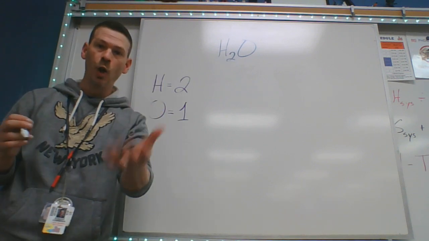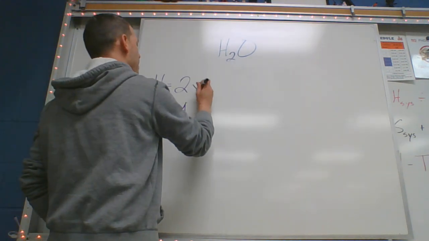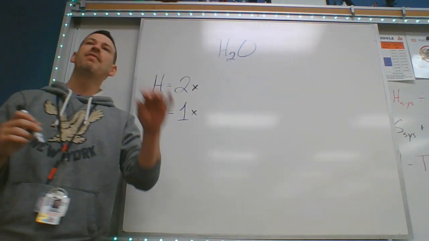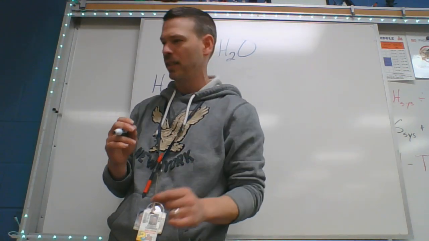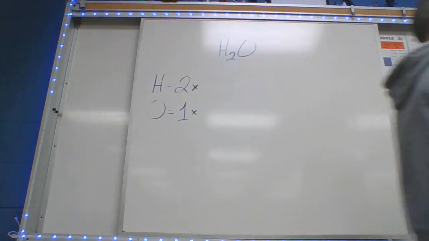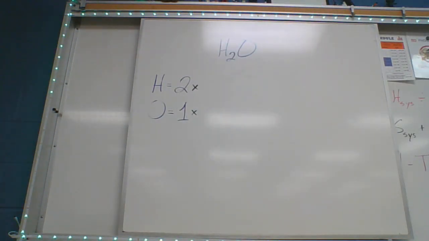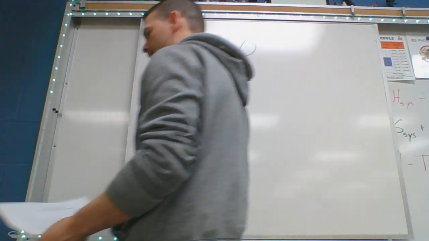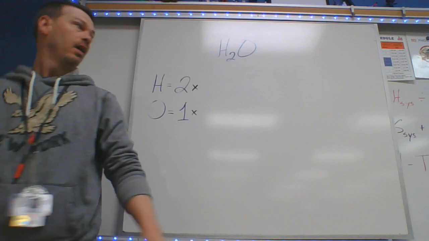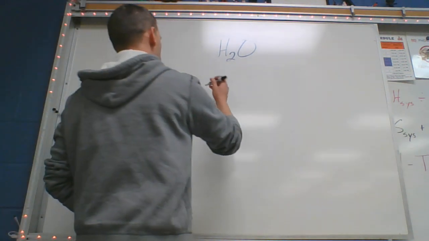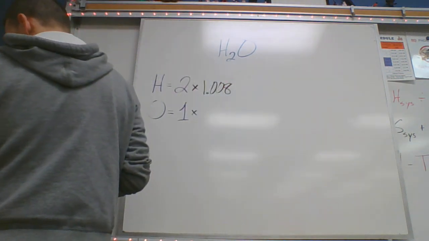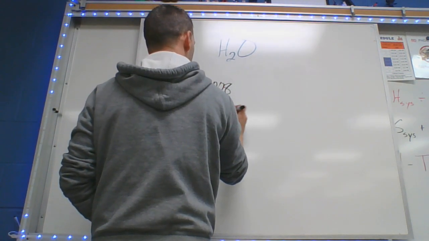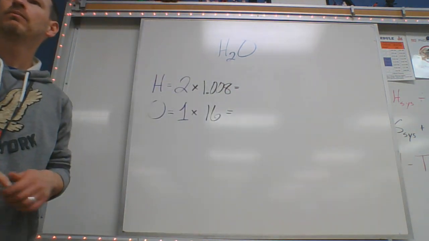Then, since I'm finding the molar mass, the total mass, I'm going to multiply those by their masses on the periodic table. So you at home, get out a periodic table. I meant to tell you that. My bad. Of course, the masses are the bottom numbers in the square, not the atomic numbers. And if you look up hydrogen, you'll see it's 1.008. And if you look up oxygen, you'll see it's 16 even. Everybody cool with those values?